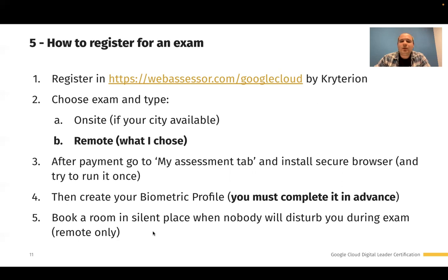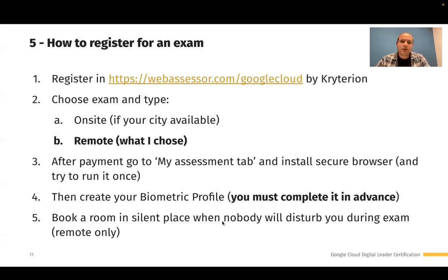And I'll say it will be good if you book a room in a silent place where nobody will disturb you. You can even print a message like "GCP exam in progress, please don't disturb" and put it on your door. Also, you need a room without distractions, like my room that you can check. It should contain an empty table and no other things, and you need to show your room when you start the exam.